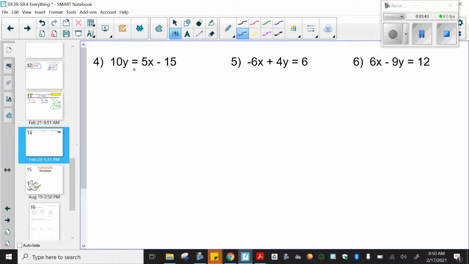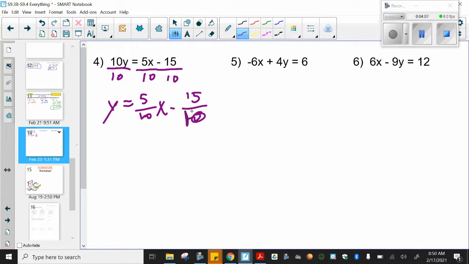Keep going. We have y there, but we have 5x and 15 here, so I'm going to divide by 10. Divide by 10, divide by 10. Right? So I want to get rid of that 10, so it's going to be y equals 5 divided by 10 is going to make 5 tenths x. Minus 15 divided by 10 is going to be negative 15 divided by 10.